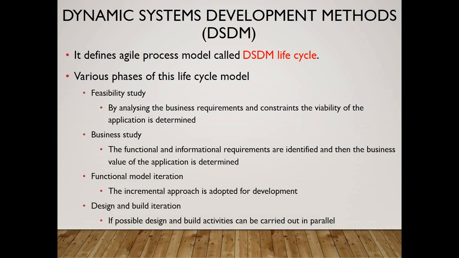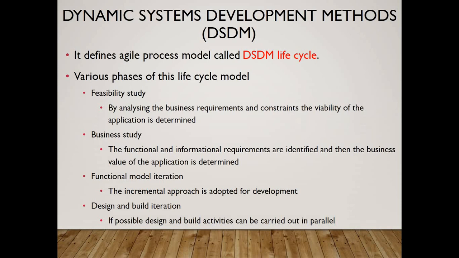Second one is business study. In business study, the functional and informational requirements are identified, and then the business value of the application is determined. So here the main important thing in business study is that the business value of the application is determined. Business value will be affected by the money aspect. So by identifying functional and informational requirements, a total study will be done, and based on that business values will be determined by a team, and that study will be business study.